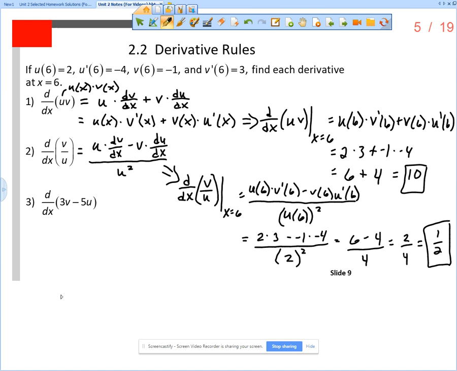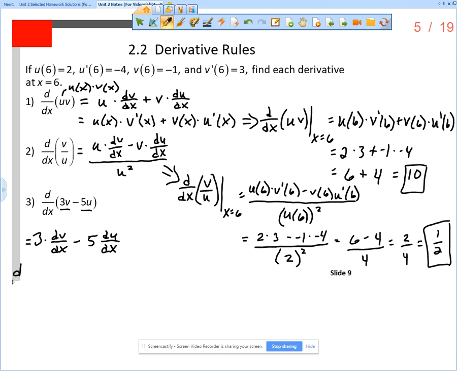All right, and then the last one, very similar, but now I want the derivative of 3v minus 5u. So we're actually going to take the derivative of them separately. What's the derivative of 3v? Well, it's going to be 3 times the derivative of v. What's the derivative of v? Well, it's dv dx, minus 5 times the derivative of u, which is du dx. It's actually really quite simple.